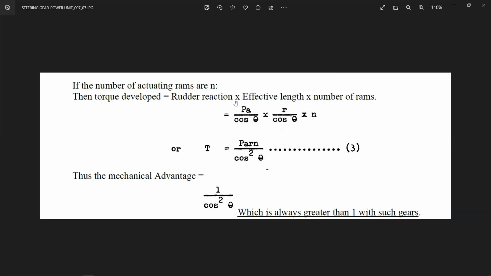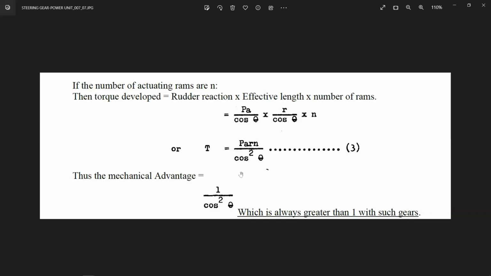Which is now in the vectors PA by cos theta, R by cos theta, N is the number of rams. So basically torque is equal to PARN by cos square theta. So 1 by cos square theta is the mechanical advantage, which is always greater than 1 for this type of gears. So if the maximum angle is 35 degrees, this becomes something like 1.22 I believe.